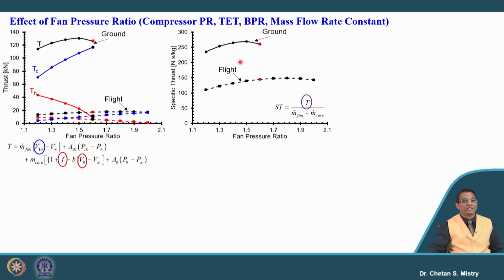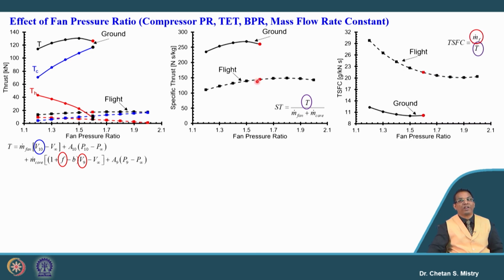Here you can say that since my thrust is increasing with the fan pressure ratio, my specific thrust is also increasing, both for the ground condition as well as for the flight condition. In this case we have a reduction of thrust specific fuel consumption with the increase of fan pressure ratio. So, when we are talking about fuel economy, by increasing the fan pressure ratio we are able to reduce the thrust specific fuel consumption, but that is at the cost of an increase of specific thrust.